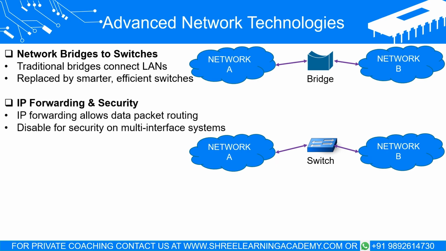Importance of disabling IP forwarding for security. In a system with multiple network interfaces, IP forwarding, also known as bridging, allows a system to pass data packets between these interfaces. While this is useful for routing and connecting different network segments, it could be a security risk if not managed properly. For example, consider a computer connected to both an internal corporate network and the public internet.